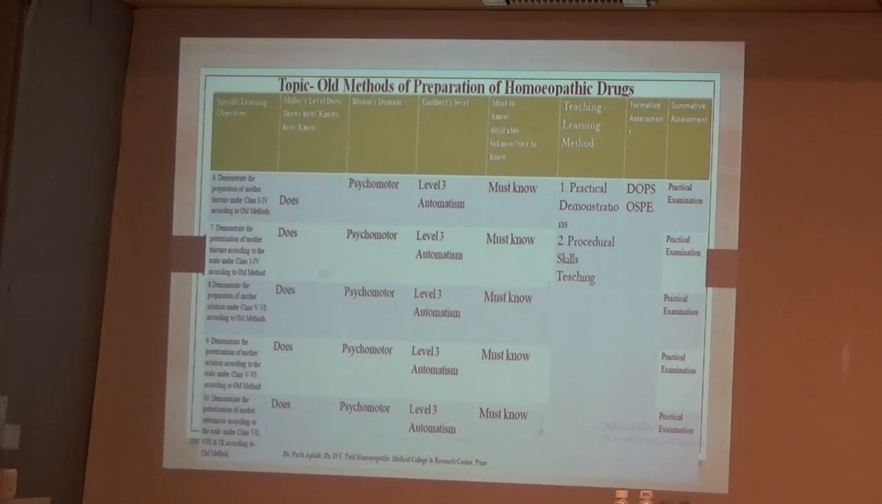So he is going to use the hand, the skills, it becomes psychomotor. We are expecting that at the exam he is going to stand alone and do it. That's why it becomes level 3, that is automatism. It is must know. Mother tinctures are must know, mother solutions are must know, class 7, 8, 9 is must know, and he does it. He has to do it.